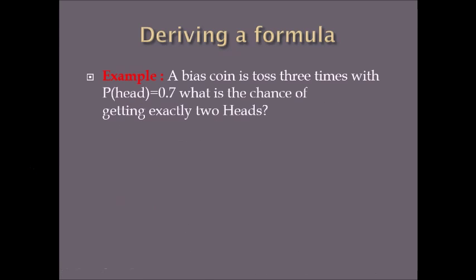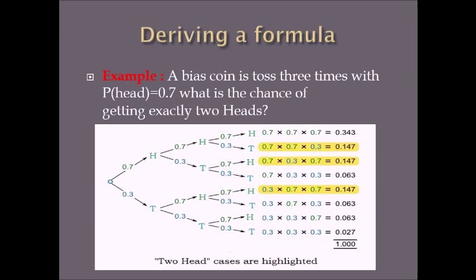Now consider a second example. A biased coin is tossed 3 times with the probability of head being 0.7. What is the chance of getting exactly 2 heads? As we have seen in the previous example, there are 3 ways in which we can get exactly 2 heads. These 2 head cases are highlighted here.